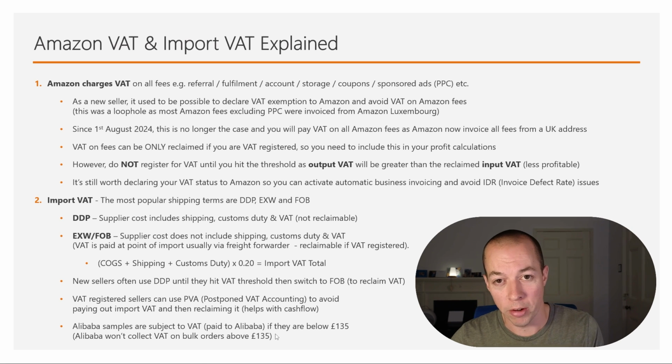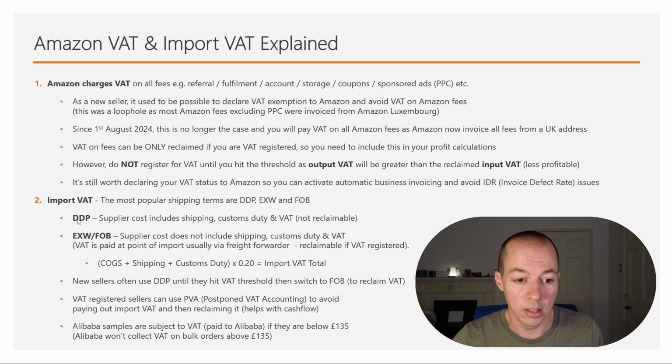For orders above £135, if you're placing a bulk order, that is not Alibaba's responsibility, and you'll be paying the VAT either via DDP to the supplier, or if you're using EXW or FOB, you'll be paying it via your freight forwarder instead. But I just wanted to mention that, as that is a question that does come up a lot. Now, when you do become VAT registered, you can enter your VAT number into Alibaba, and then you won't have to pay VAT on samples.